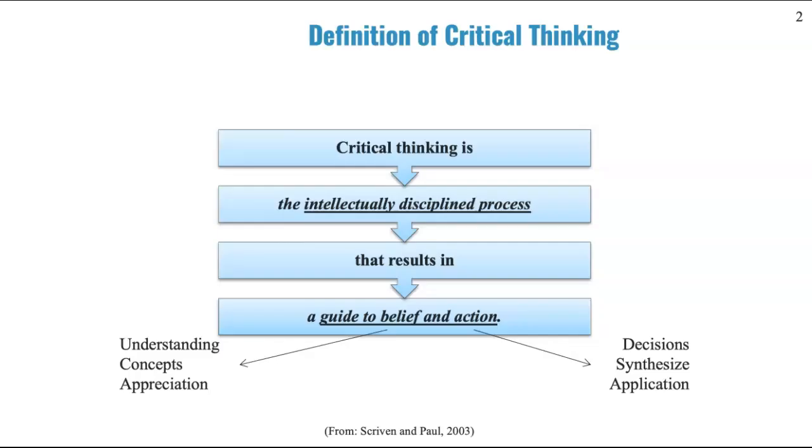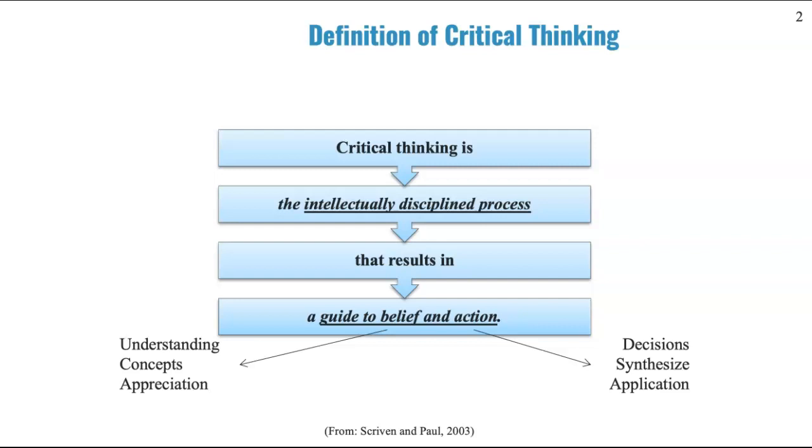So first, a definition of critical thinking. Critical thinking really is an intellectually disciplined process. I think people use it in a really ambiguous way, but it's an intellectually disciplined process, really thinking through the details of what's going on inside problem solving, analysis, and decision making, right? So it results in a guide to belief and action, a point of view, and a way of doing something. And you have to go through understanding, concepts and appreciation, decisions, synthesis, and application.